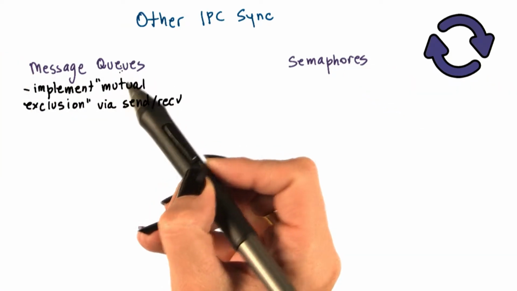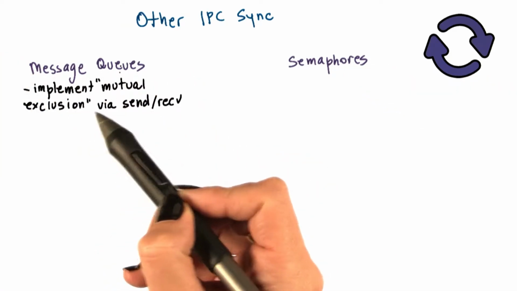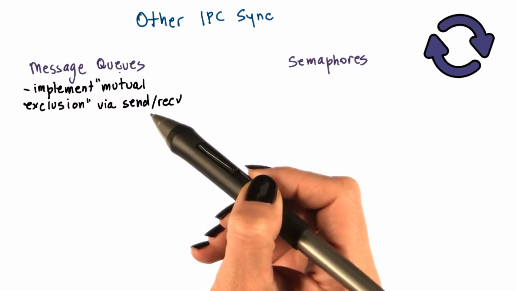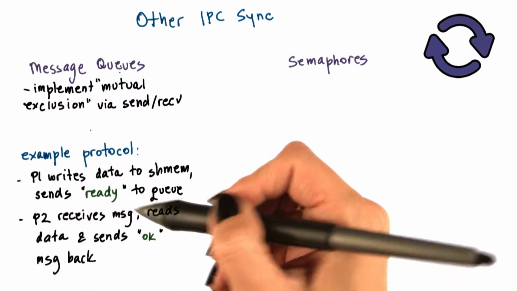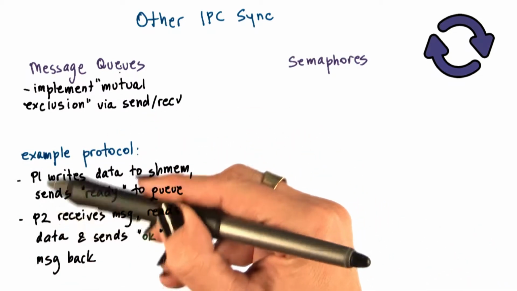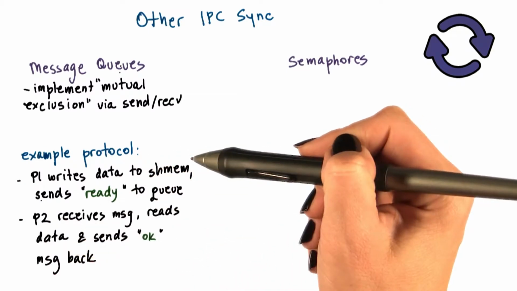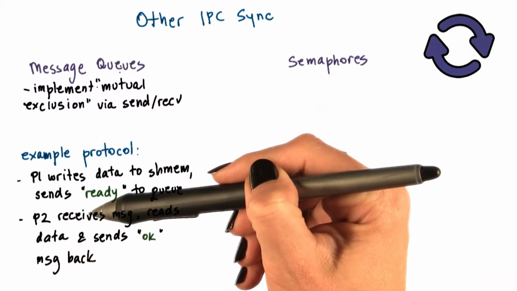With message queues, for instance, we can implement mutual exclusion via send-receive operations. Here is an example protocol for how this can be achieved. Two processes are communicating via shared memory, and they're using message queues to synchronize.